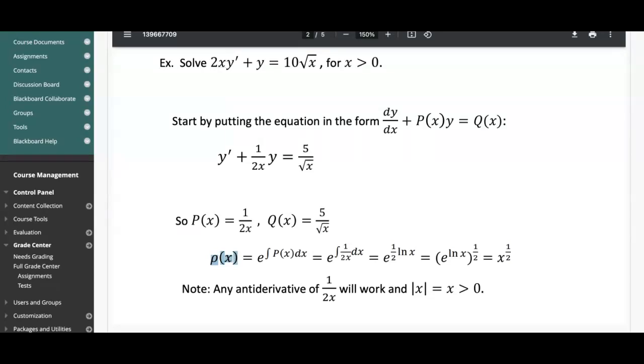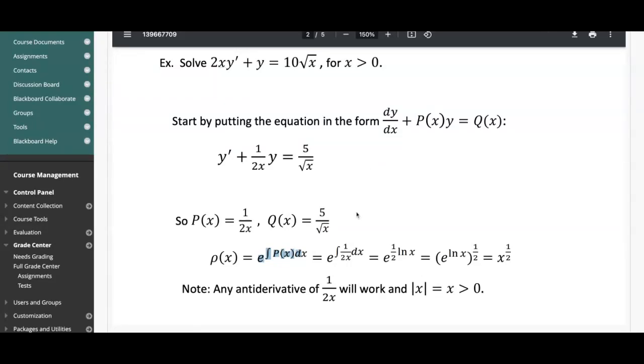So the first step, for such an equation, is to calculate the integrating factor, which is defined as rho of x. We don't really need to use the name rho of x. It's just e to the power of the integral of p of x. Yes, David?